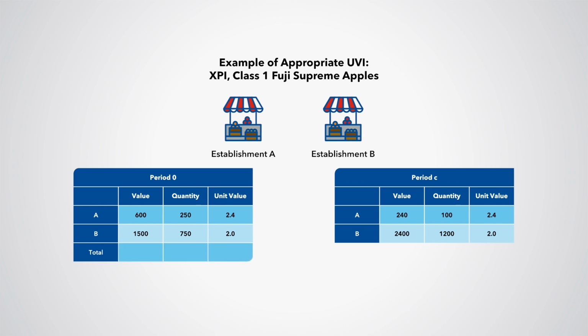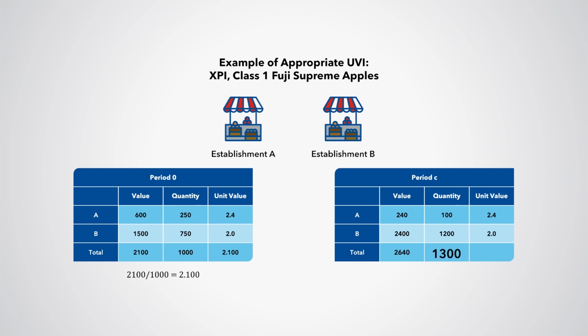In period 0, the total unit value is $2,100 divided by 1,000, which gives us $2.10. In period C, the total unit value is $2,640 divided by 1,300, which gives us slightly more than $2.03.